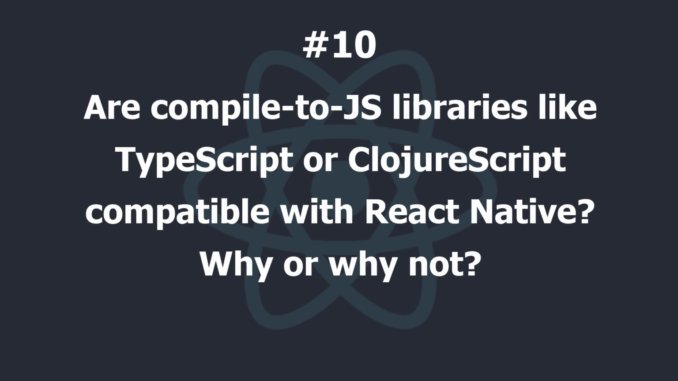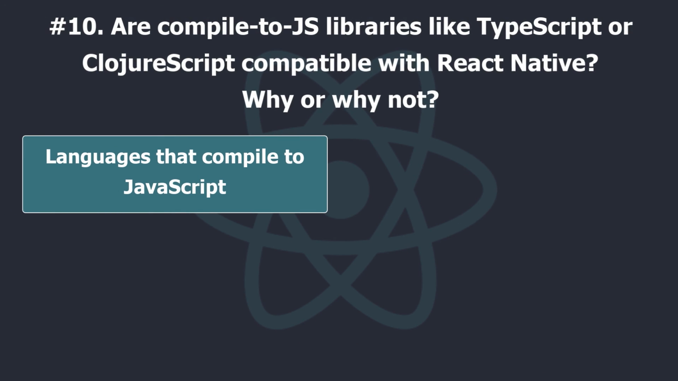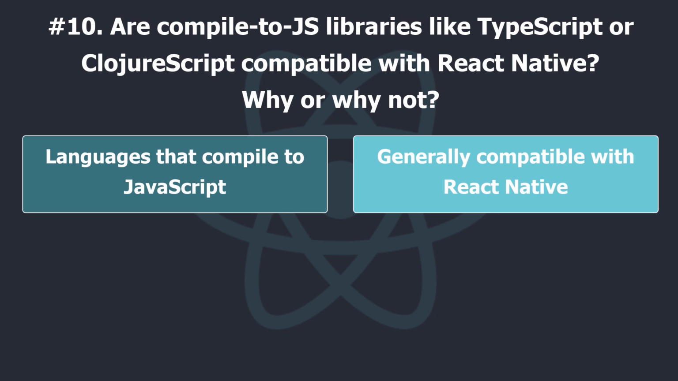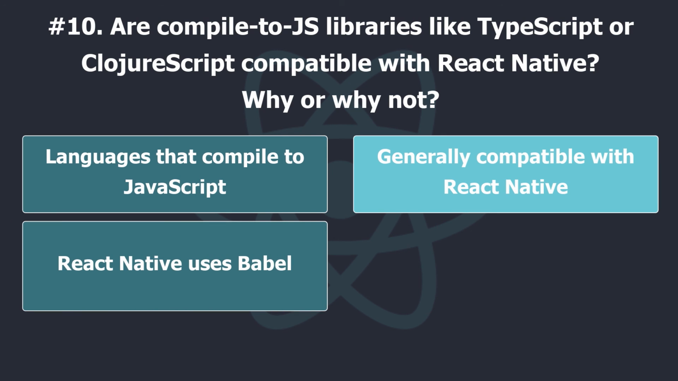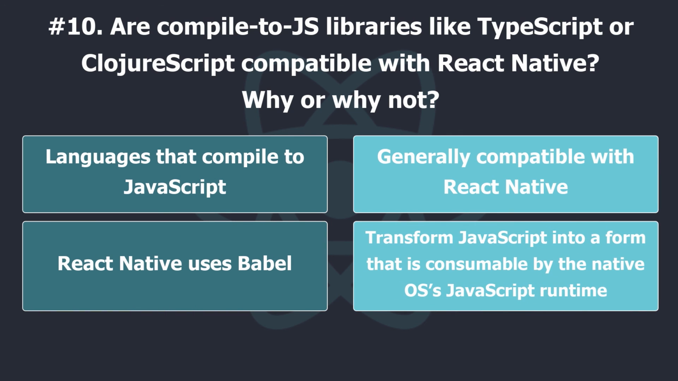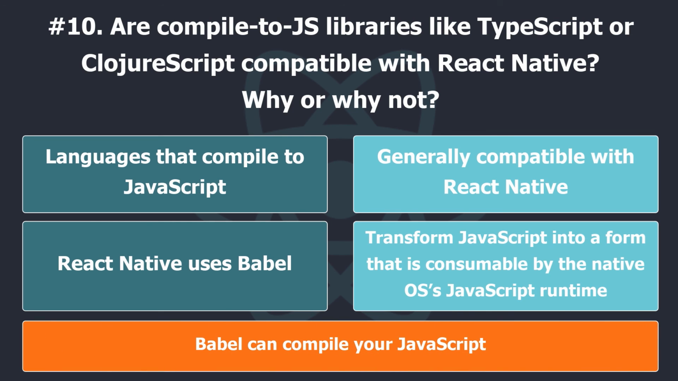Are compile-to-JS languages like TypeScript or ClojureScript compatible with React Native? Why or why not? Languages that compile to JavaScript are generally compatible with React Native. React Native uses Babel to transform JavaScript into a form that is consumable by the native OS's JavaScript runtime, using the React Native Babel plugin. As long as Babel can compile your JavaScript and your code doesn't rely on web or Node.js specific dependencies, it will run in React Native.